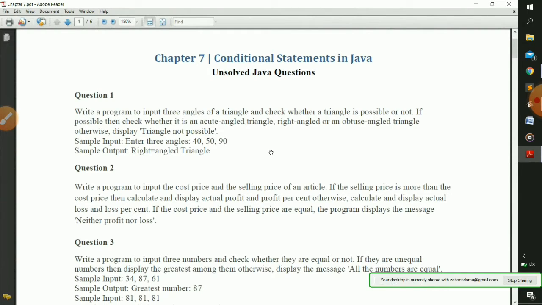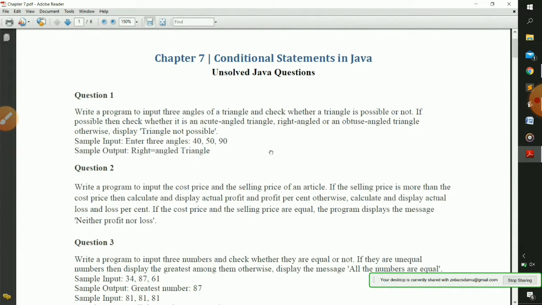Firstly, write a program to input three angles of a triangle and check whether a triangle is possible or not possible. Now, firstly, you need to take three angles as your input. For input, you need to import a package in the class. That package should be the util package or the IO package, depending on you. If you want the Scanner class, go for the util package. If you want the InputStreamReader class, go for the IO package.